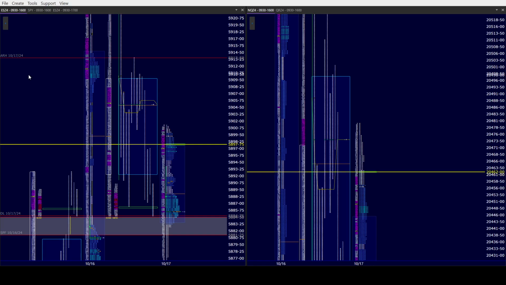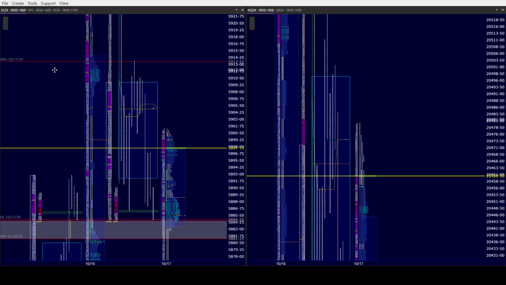We're looking at Window Traders market profile of the ES and the NQ. So we have an options expiration today.